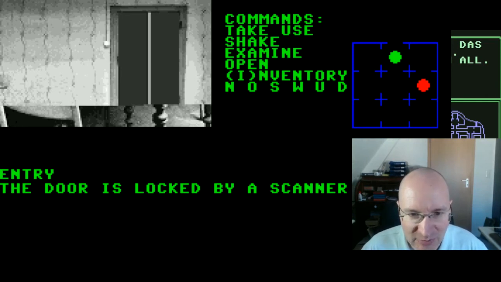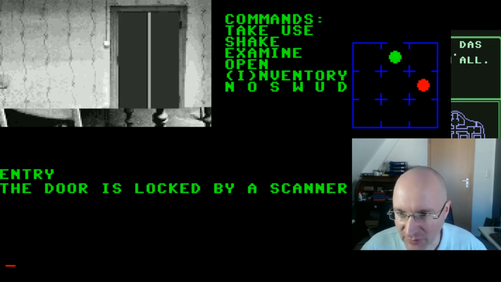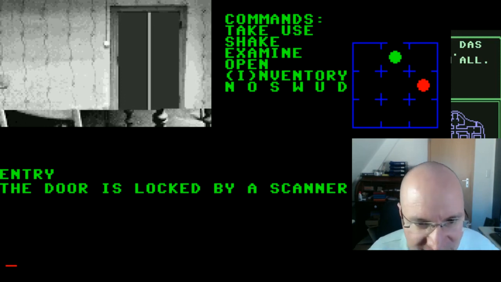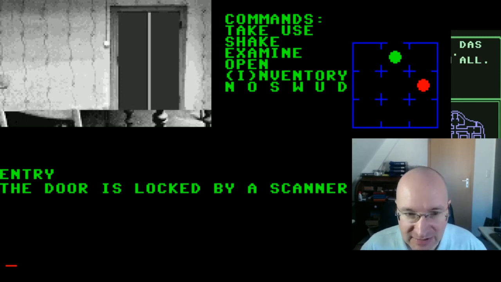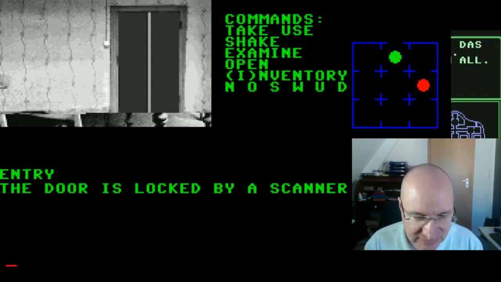Good, so we have now reached the end of the game because we have done everything to get the computer running again. We wrote a program, we have printed it out, and we can now show the printout to the scanner in order to prove that we indeed have written enough programs for the Commodore 65, and so we are allowed to leave the house. So let's do this last step.